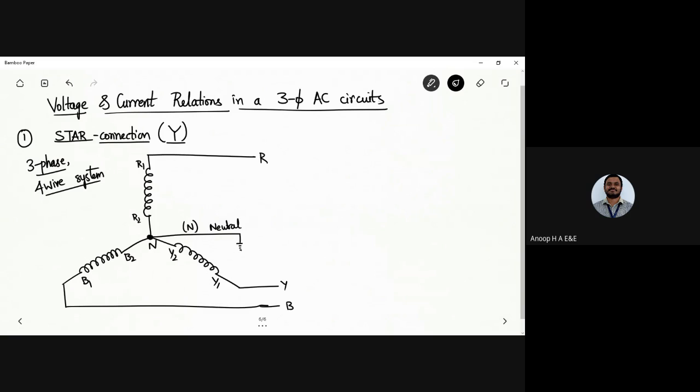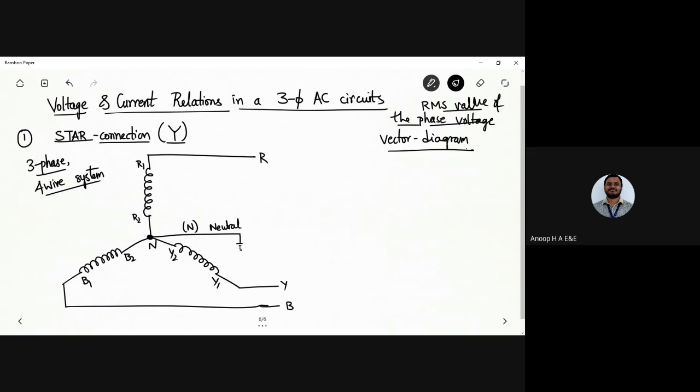Three-phase four-wire system. Okay, so now I have this line voltage. Just before writing the line voltage, I need to draw the vector diagram. This vector diagram is drawn with the RMS value of the phase voltage.